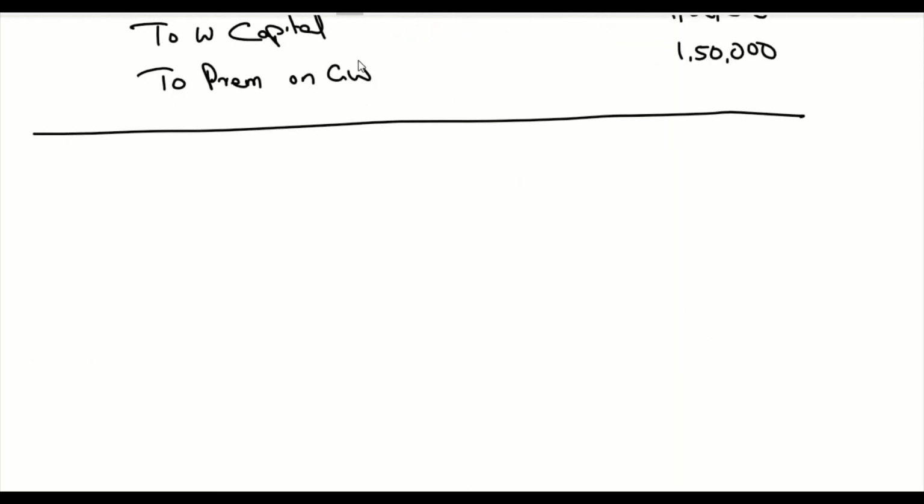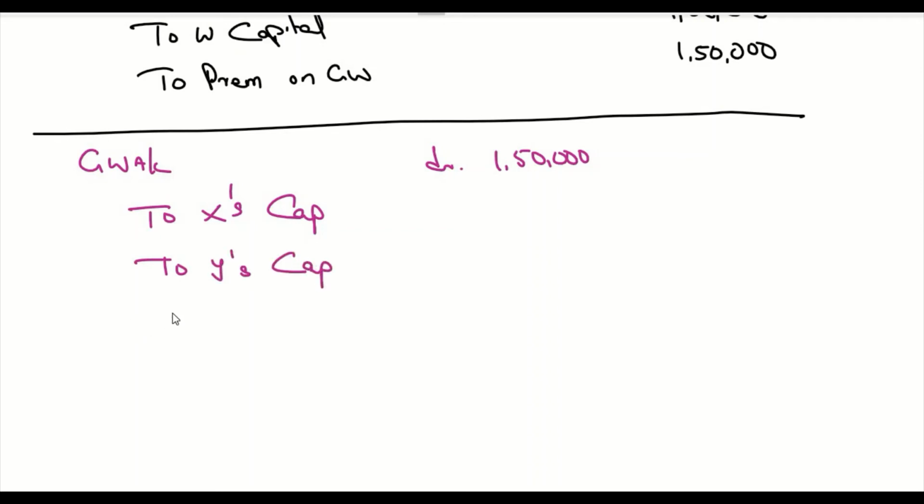The goodwill brought has to be distributed to old partners in the sacrificing ratio. So goodwill account debit 1,50,000 to X's capital, to Y's capital, to Z's capital. So 1,50,000 in 1:1:1 ratio, it's going to be 50,000, 50,000, and 50,000.